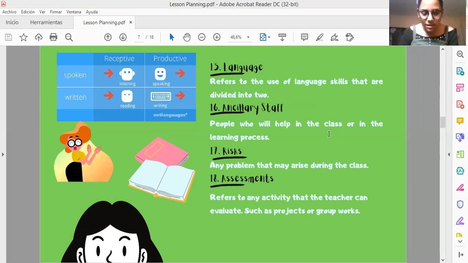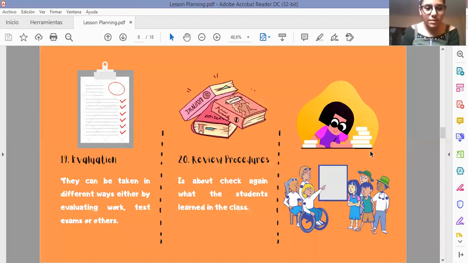Then we have element number 18, which is about assessment. It refers to any activity that the teachers can evaluate, such as projects or group work. Next, we have element number 19, which is evaluation. It can be done in different ways, either by evaluating work, tests, exams, or others. And element number 20 is review procedures. It's about checking again what the students learned in the class.